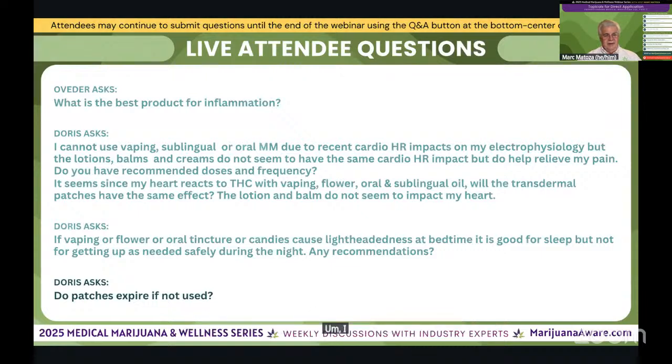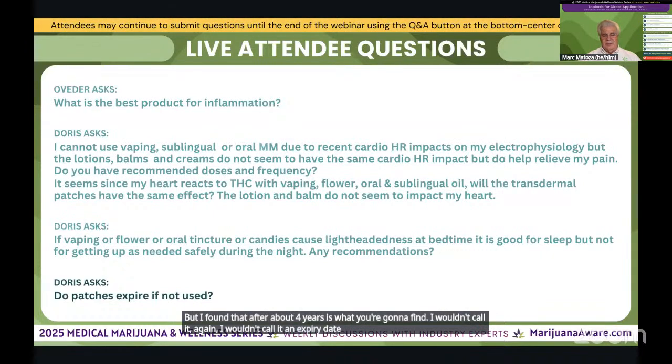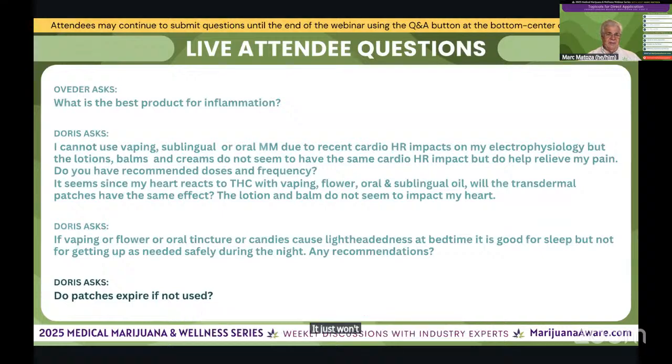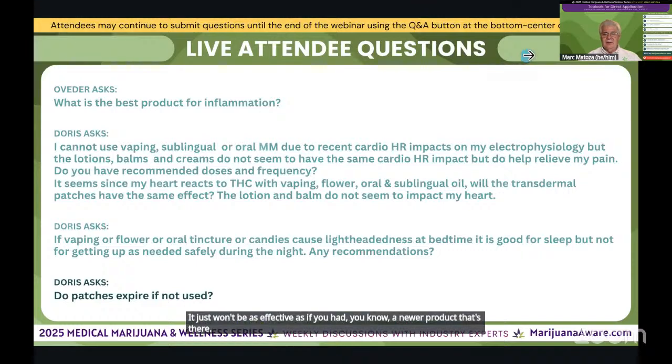I typically will use my patch because I'm a medical cannabis user and need to use it on a daily basis. But I found that after about 4 years is what you're going to find. Again, I wouldn't call it an expiry date. You can still use the product. It just won't be as effective as a newer product. Take a look at any other questions that might be coming up.